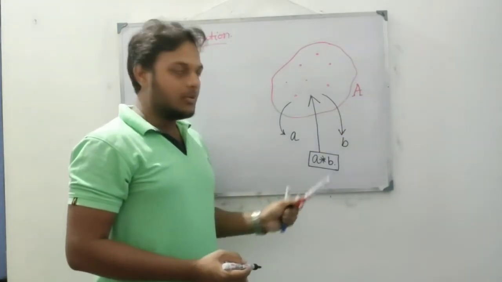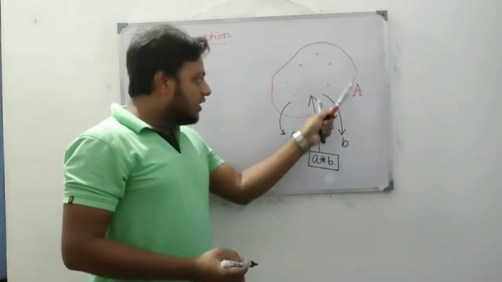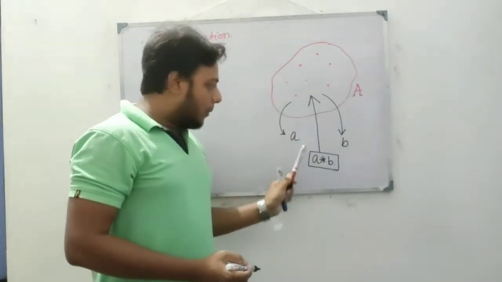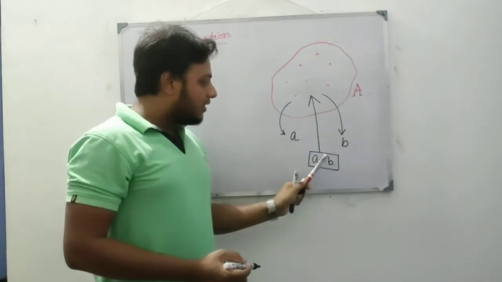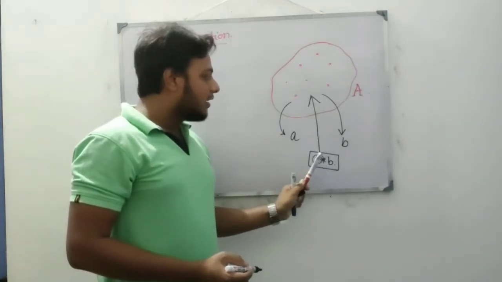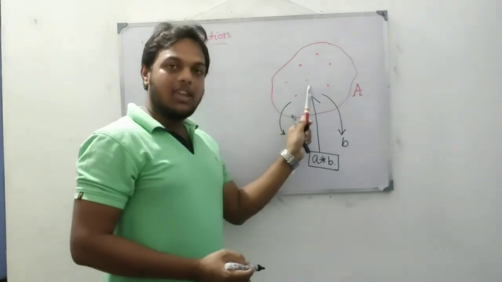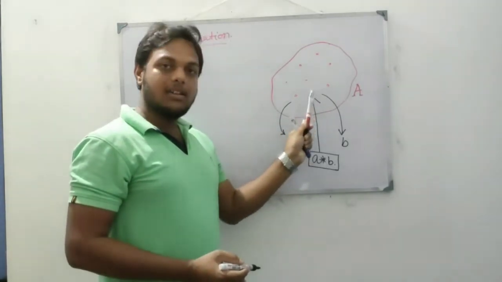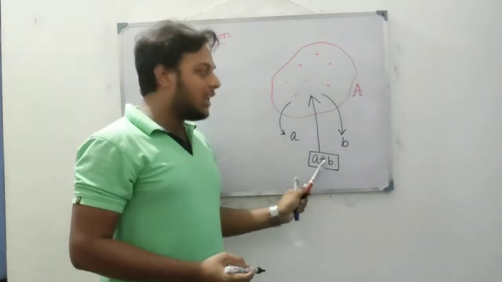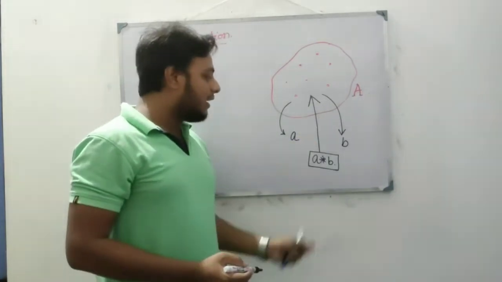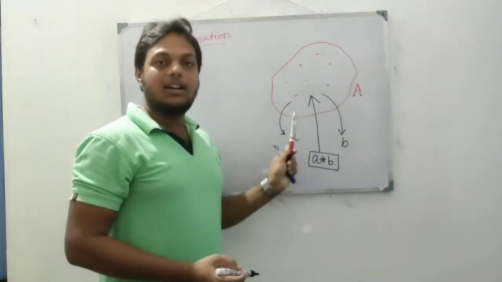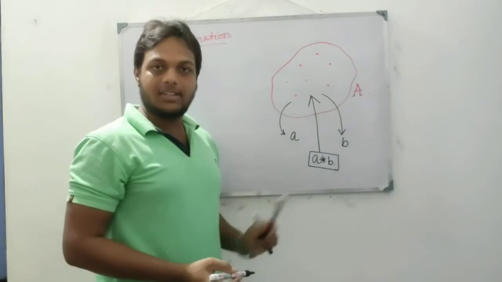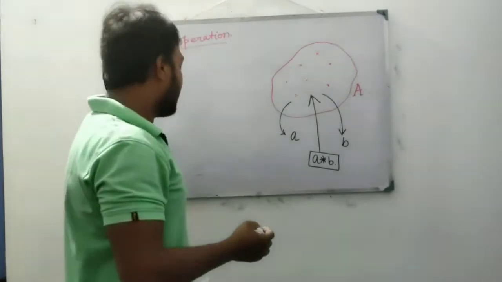Is it clear to you? If you choose arbitrarily any 2 elements from the set A, after operating A star B, the result should be an element of A. If the result is also an element of A, then we can say that star is a binary operation on the set A. Is it clear to you? So now write the definition.